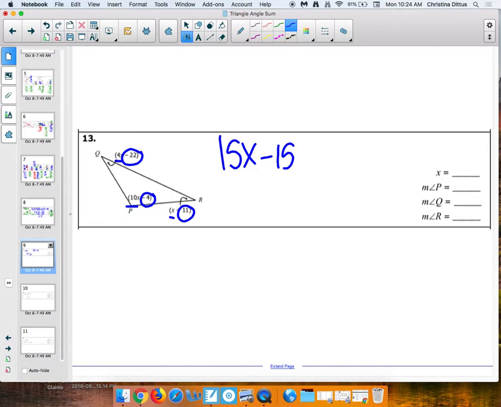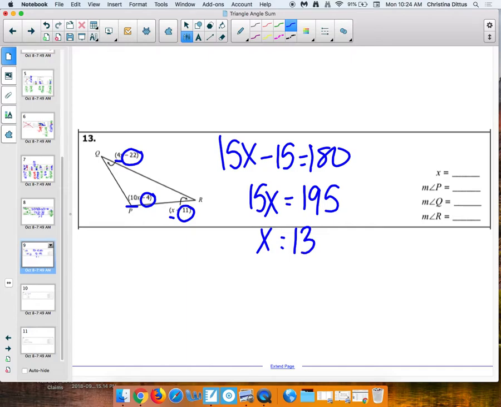And when I add them all, it should equal what? 180. Anybody confused where I got this stuff? We're good? Okay. When I add 15, I get what on the right hand side? 195, which means x is 13. Alright. You guys got P, you got Q, you guys got R. Plug them in. Let me know what you got.